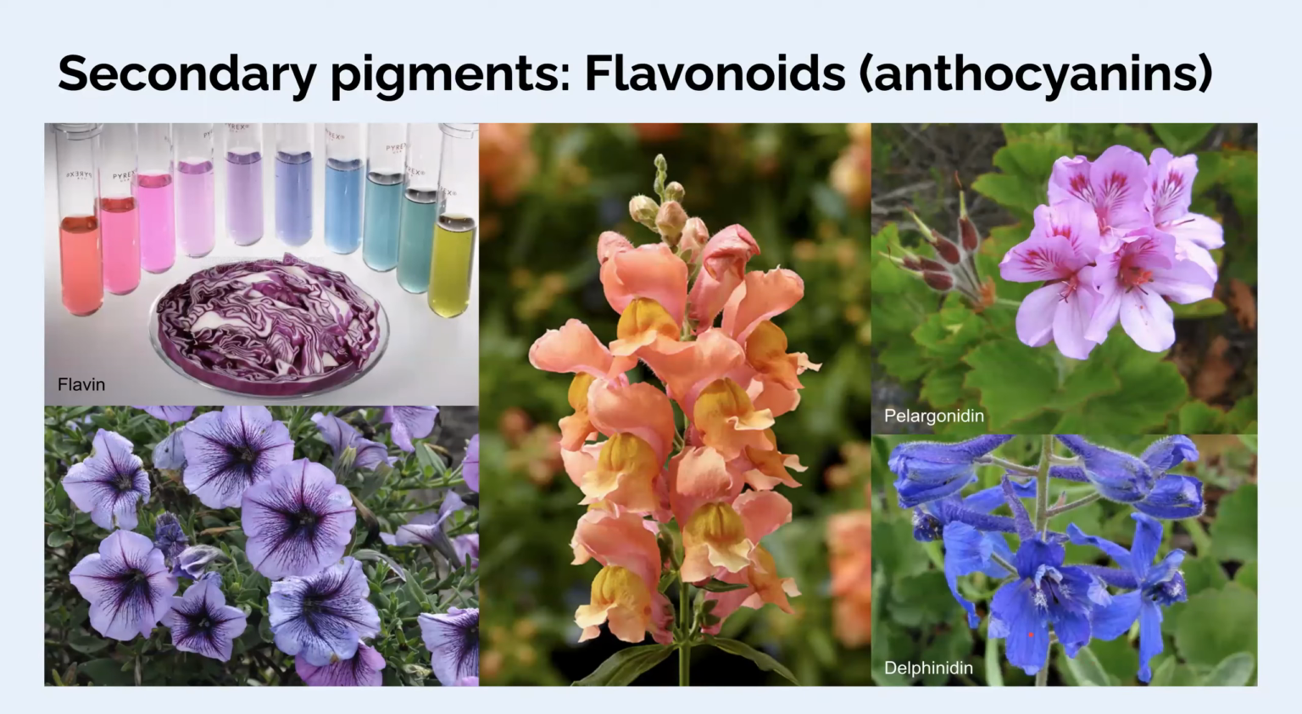Another kind of pigment. So the carotenoids are one kind of pigment. This is a whole different kind of pigment molecule known as flavonoids. Big differences are that this kind of molecule is water soluble and the carotenoids are lipid soluble. So they have a little bit different shades of color.